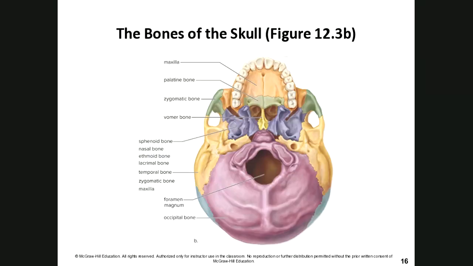So here is that maxilla. Now we've taken our skull and turned it upside down, and then we have that zygomatic bone.